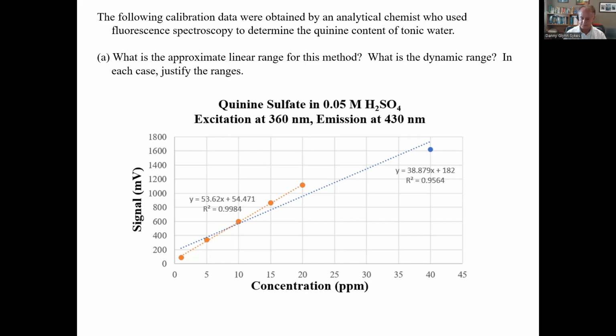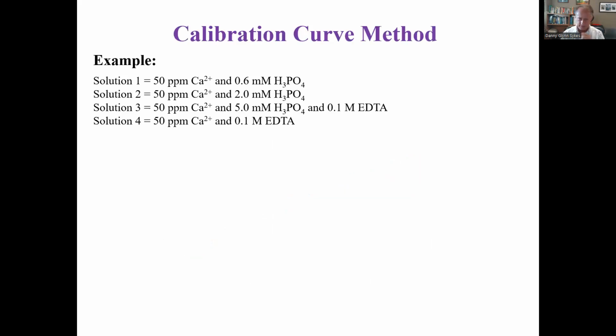Okay, so I have an example here that shows a severe limitation associated with this external calibration method. I'm using an instrument, a flame atomic absorption instrument, to measure the calcium content in 4 different water samples. These water samples all contain the same concentration of calcium, 50 ppm, but different matrix modifiers. Two solutions contain phosphate at different concentrations, 2 contain EDTA, and 1 has both EDTA and phosphate in it. So all 4 solutions contain 50 ppm calcium.